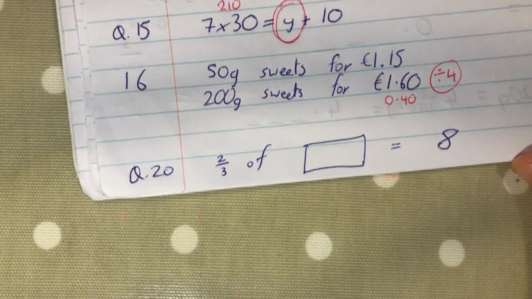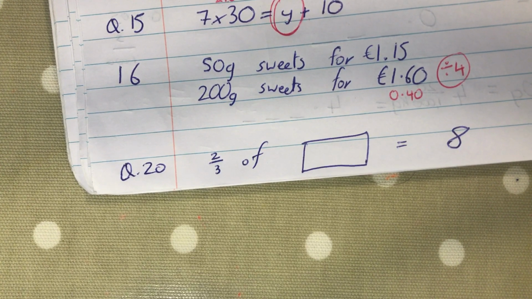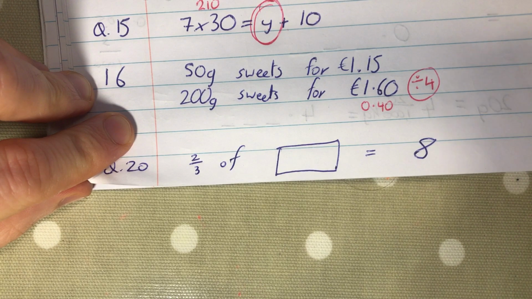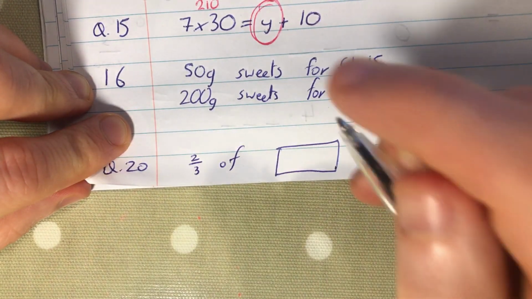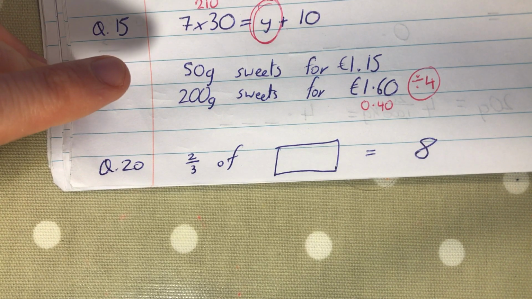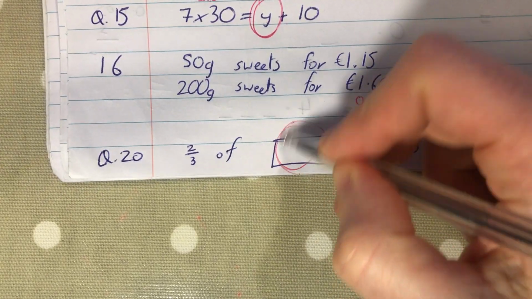Okay, and question 20. So 2/3 of something is 8. And I like the way Victoria used to do this in class. She told us one day, okay, if 2/3 is 8, we know that 1/3 is going to be 4. So what's 3/3 going to be? What's the total amount? If we know 1/3 is 4, what's the full amount going to be? And you stick that in there.